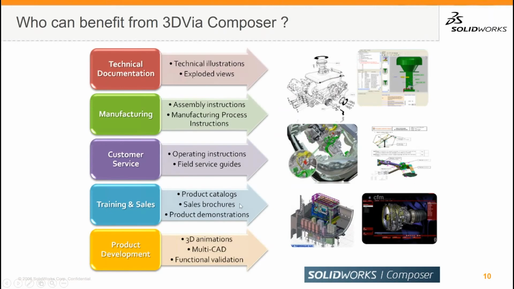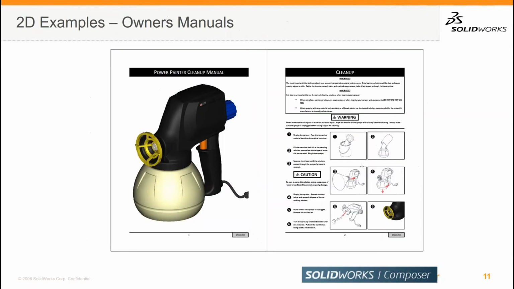And then just here again, some of the areas where you could use this and some ideas of what you could use Composer for. All right, we're going to take a look at some output examples. We're going to look at 2D stuff first, and then we'll take a look at 3D. So as far as 2D goes, most people instantly think of owner's manuals, maintenance manuals, and things like that.